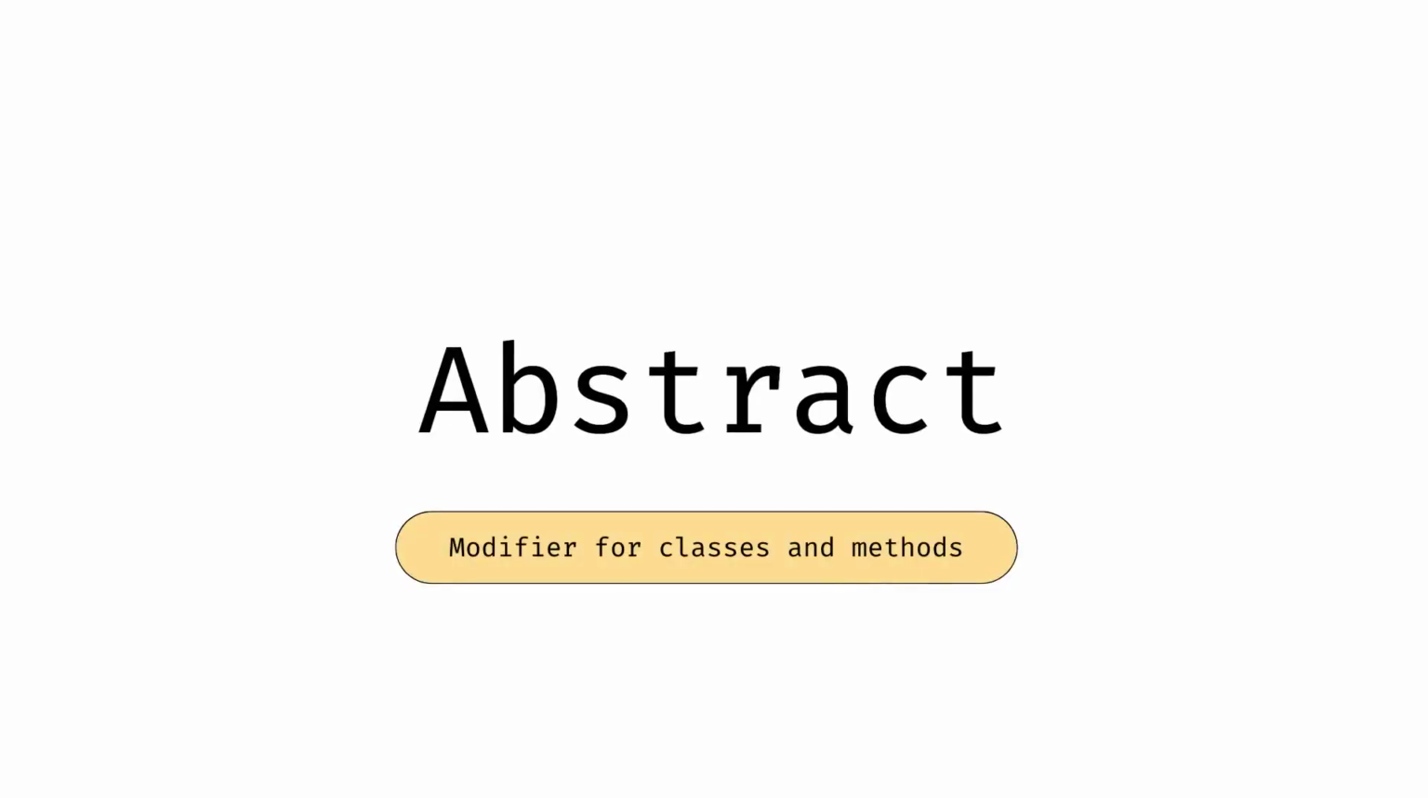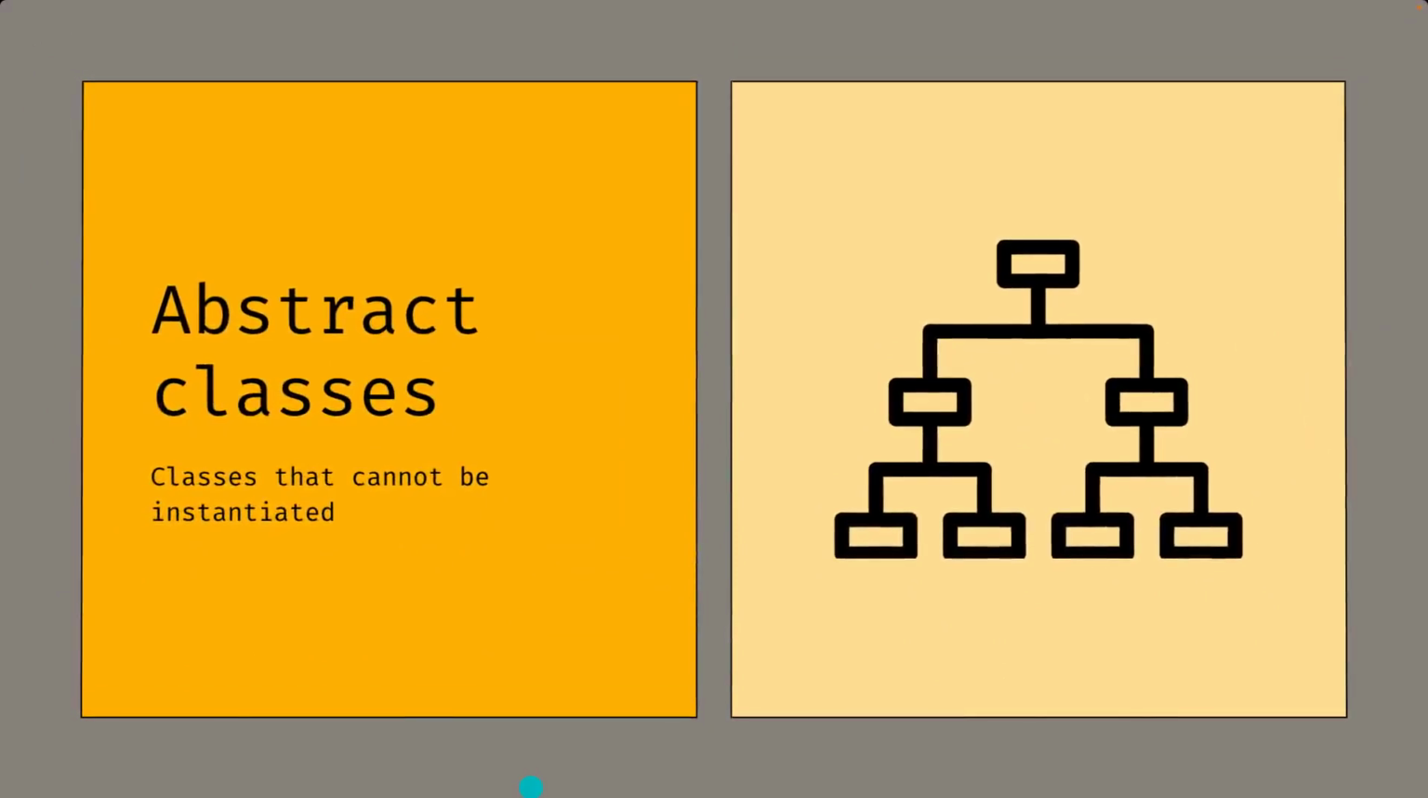In this video, we'll look at abstract classes and abstract methods. Don't worry, it's not as vague as it sounds. Let's start with abstract classes. Abstract classes are classes that cannot be instantiated directly. They serve as a base class that other classes can inherit from.